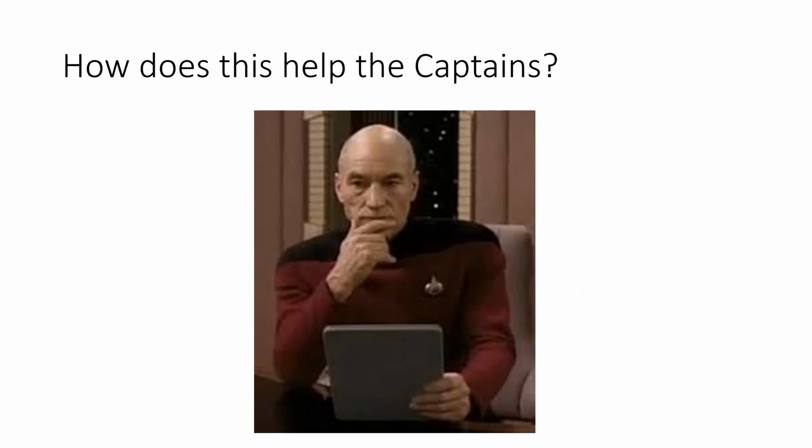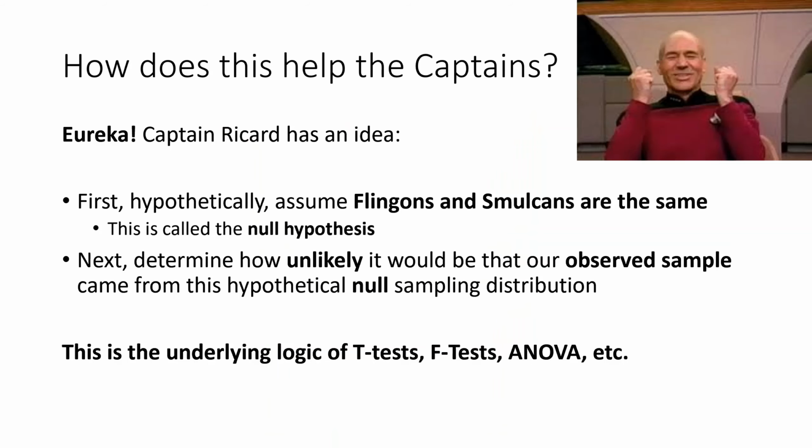So how does this help the captains make inferences? If you want, you can pause the video here and think about this a little. This may be a good discussion topic, and you may want to come up with an idea, based on what you know about statistics, for how the captains can make inferences about Klingons and Smolkans based on their sample and what they know about sampling distributions. Remember, they don't know the population distribution. So this might be a good place to pause. And now I will continue to explain.